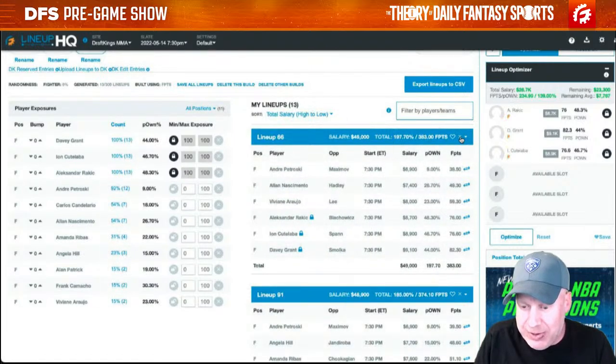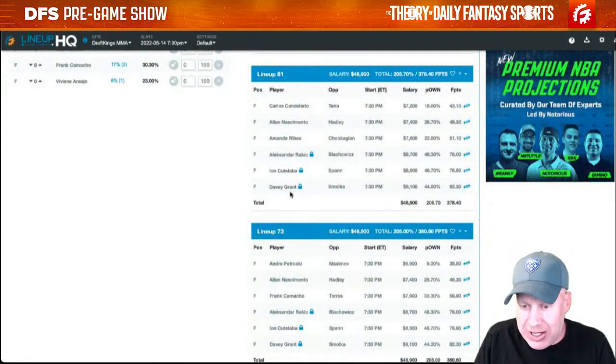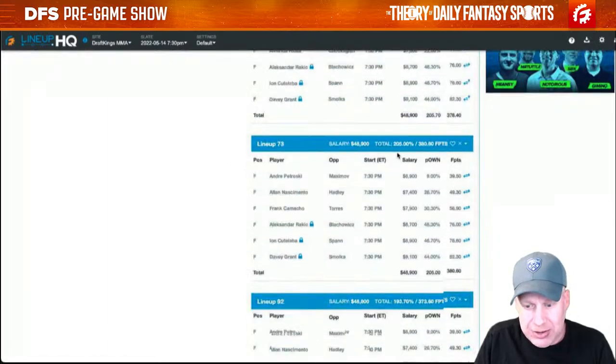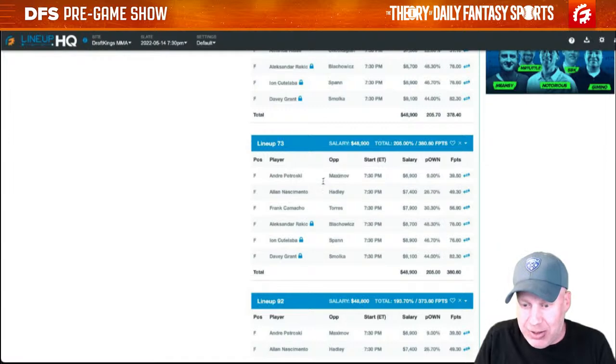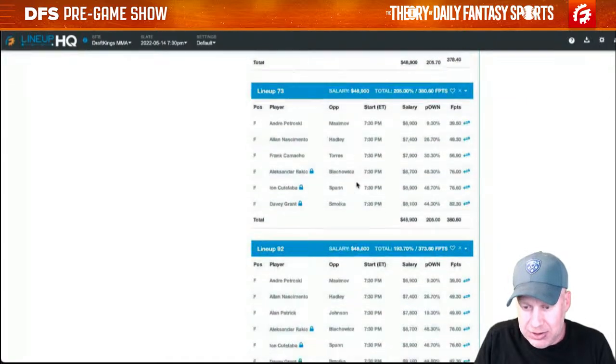Even if you leave, okay, 48.9, there's still 12 lineups. Take a look at this lineup. It's Grant, Kudalaba, Rakic. Okay, they all smash. Ribas has 4 takedowns, destroys Chukagian. She's not able to keep it on her feet, and Ribas has a huge score. Nascimento upsets Hadley. Candelario knocks out Tyra. Who says that this can't happen, right? 48.9. This lineup may be unique, or probably 2 or 3 dupes. Why can't this happen, right? Petrosky, Maximov takes him down, and Petrosky beats the crap out of him. That could happen in this fight.